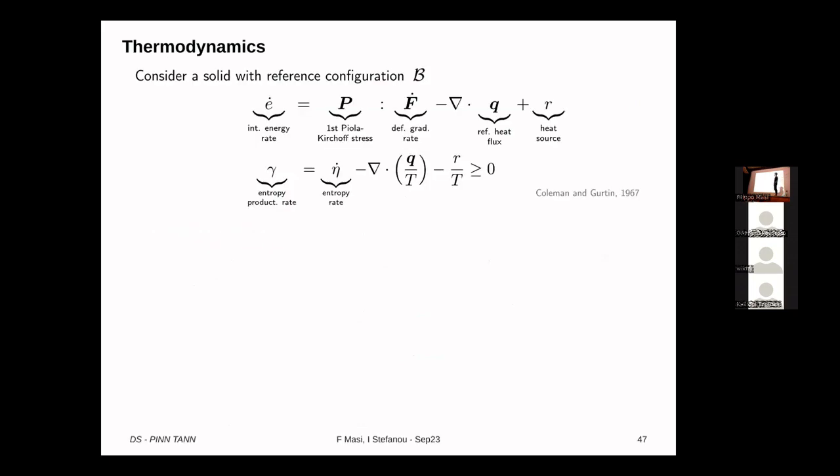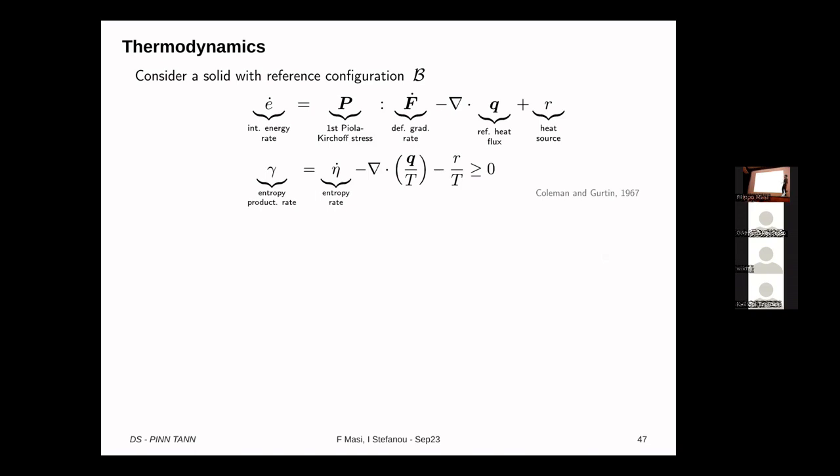First, a little bit of thermodynamics. Let's consider a solid with reference configuration B, and we first write down the energy balance, where E is the internal energy, the dot is the rate in time, P is the first Piola-Kirchhoff stress tensor, F is the deformation gradient, Q is the referential heat flux, and R is some heat source. Then you can write down the entropy imbalance, this inequality, where you have the entropy production rate, which depends on the entropy rate, and T there is the temperature.